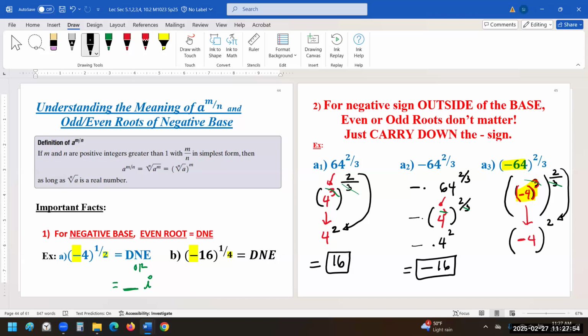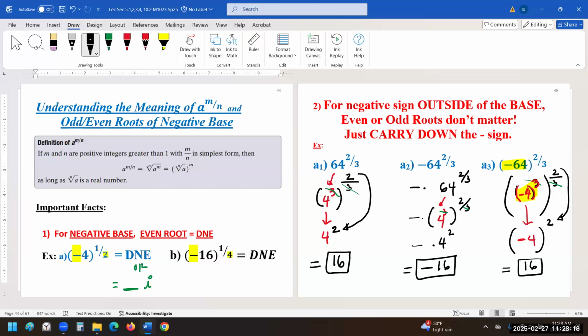This is that 9, it looks like 9. This is 4. So outside we have square power, we bring the square power down, our base is negative 4. So what is the answer this time? Positive 16.